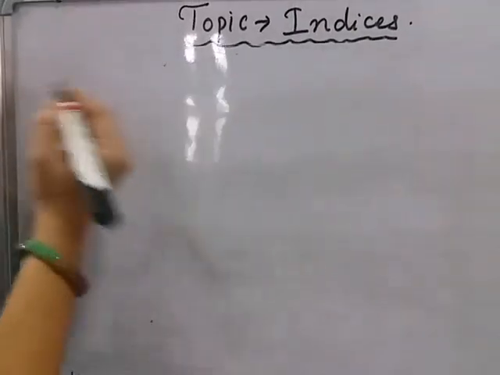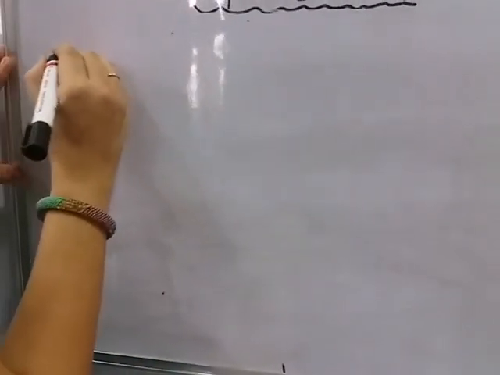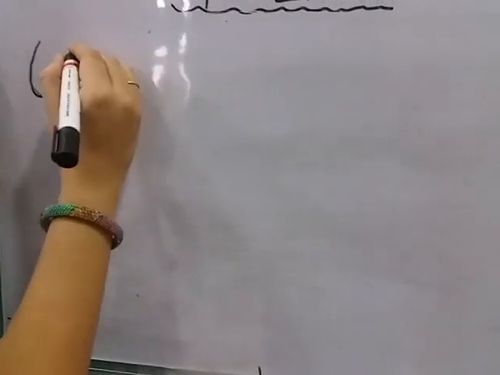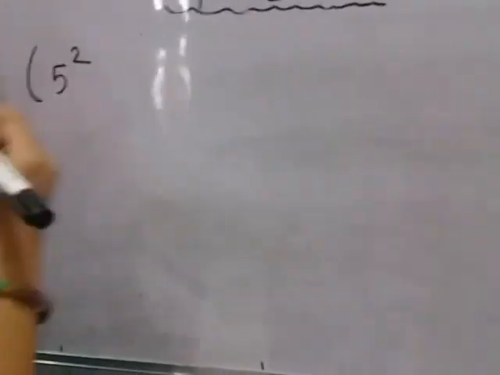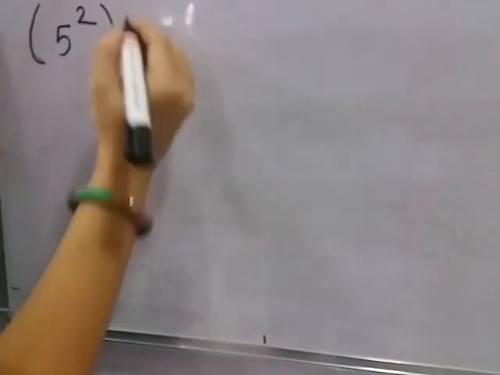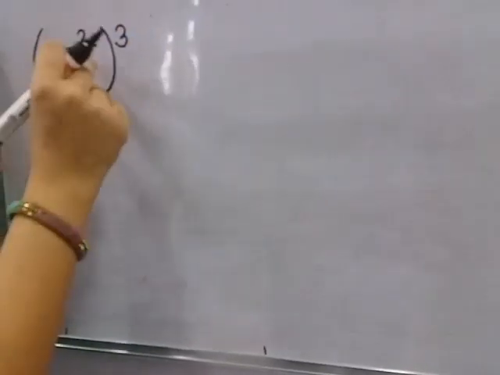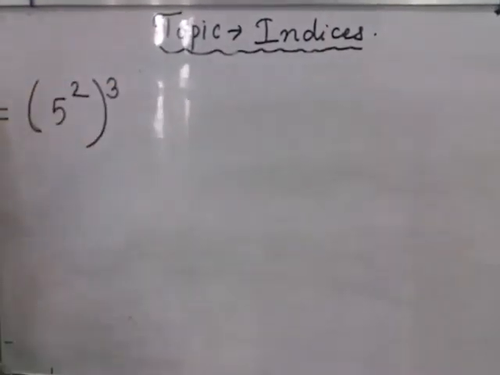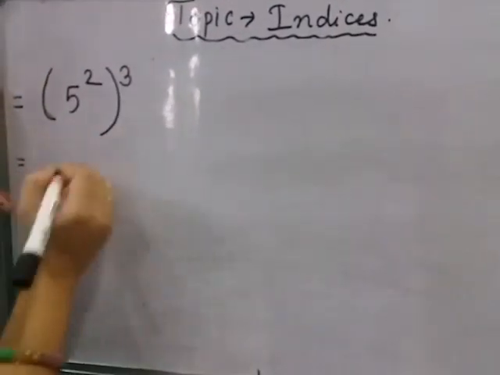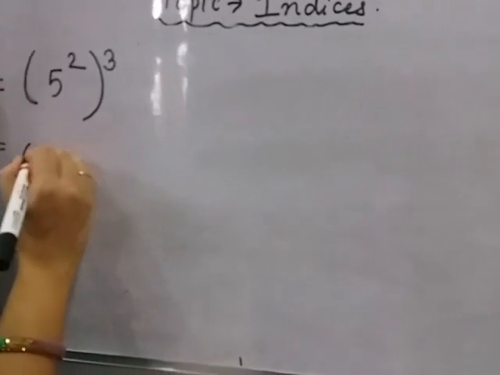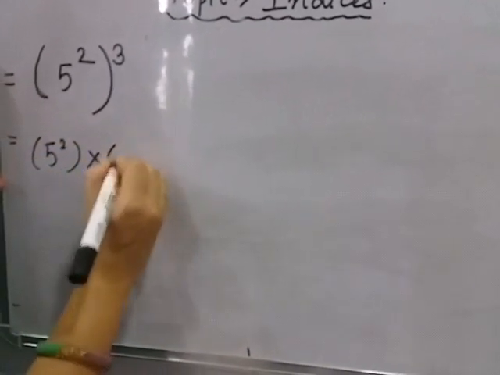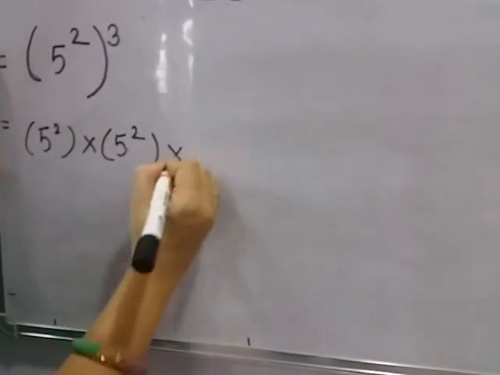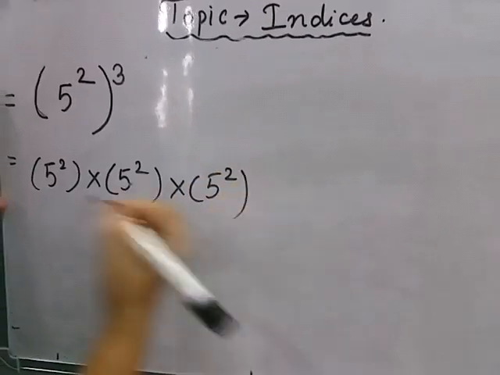Next law of indices. This time I am writing it this way. See, 5 squared, and outside we will write 3. It means 5 squared we have to write how many times? 3 times. So let's take now 5 squared into 5 squared into 5 squared.